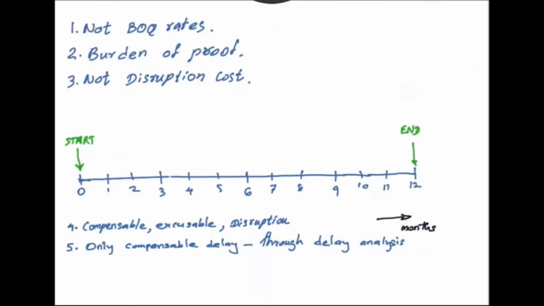Now the cost says reasonably incurred, and therefore we cannot say that the evaluation of prolongation cost has to be based on BOQ rates, because it says the cost actually incurred when the delay event happened.